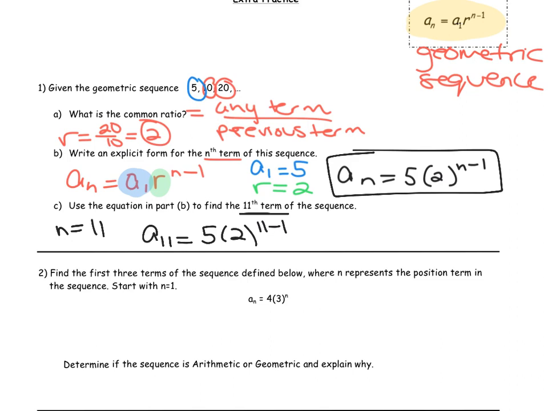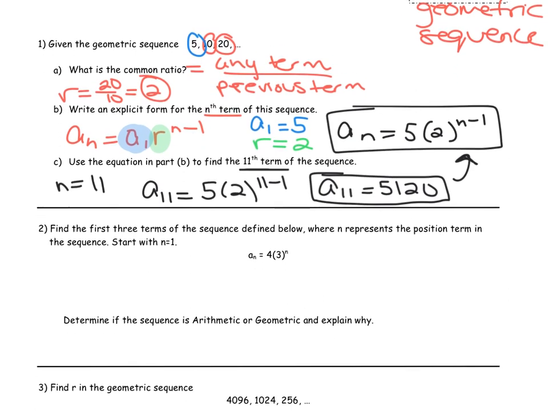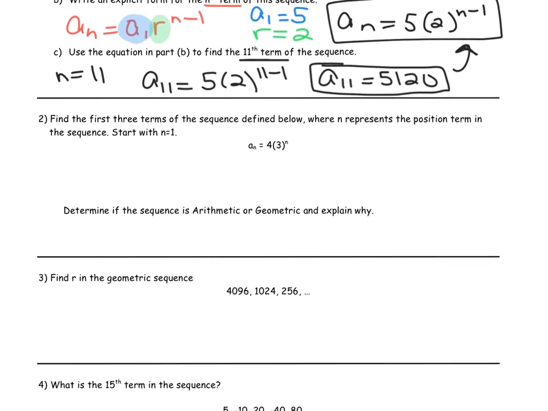Type that into my calculator, and I end up getting 5,120. So there's my a sub 11, plugging in to this formula here. Okay, let's just keep moving along here.